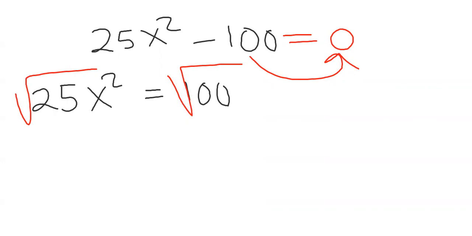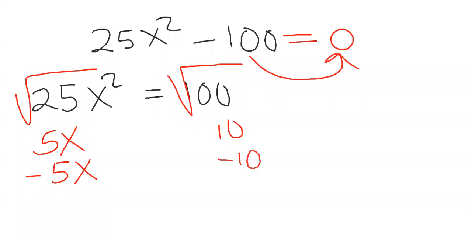Square root of 25 is 5. Square root of x squared is x. So it means this side you have 5x and negative 5x. Then you move on to your right. Square root of 100 is a 10 and a negative 10. Then go back to what you have on your left again, then concentrate on what is negative.